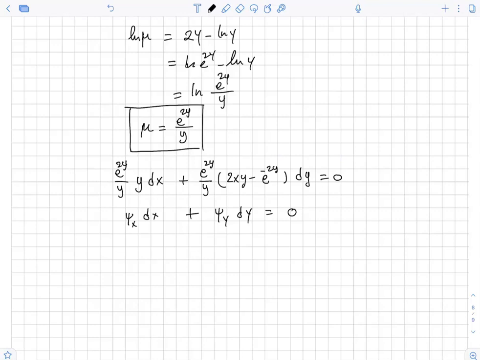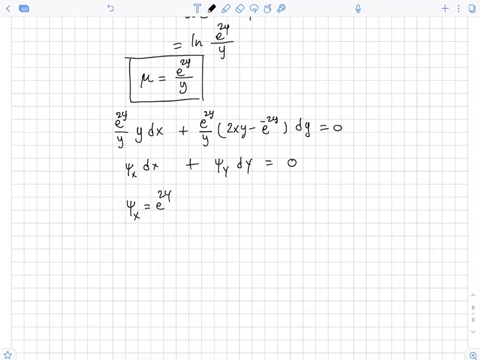So the potential is psi and we want to find psi. Now we compare what is psi x and what is psi y. Psi x is e to the 2y by y times y, the coefficient of dx, but y gets cancelled, which is nice. Psi x is a very simple quantity, e to the 2y. You don't need to memorize a step here, because psi x equals e to the 2y, so you think of what can be done next. This is the derivative on the left hand side and you want to find psi. So obviously you look at the antiderivative of psi x, which is psi.